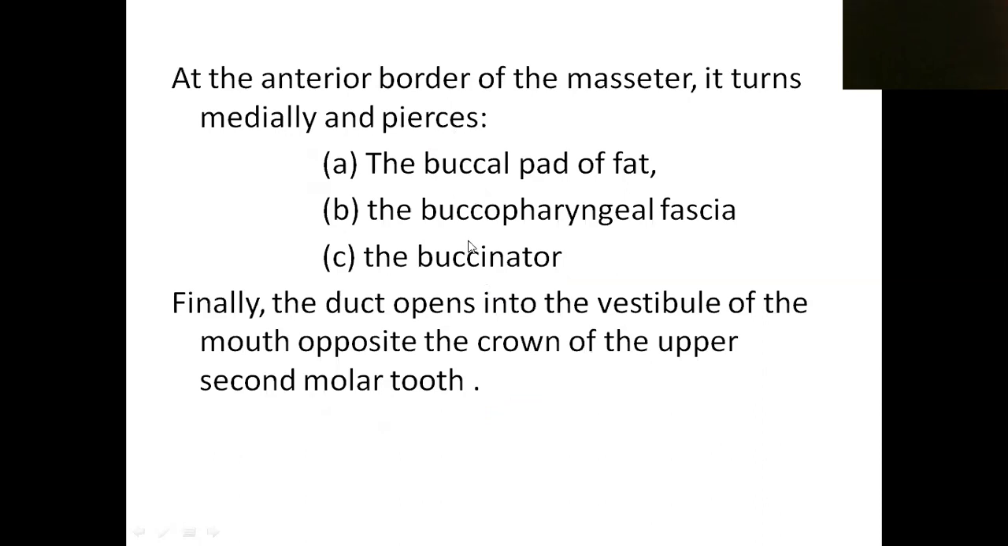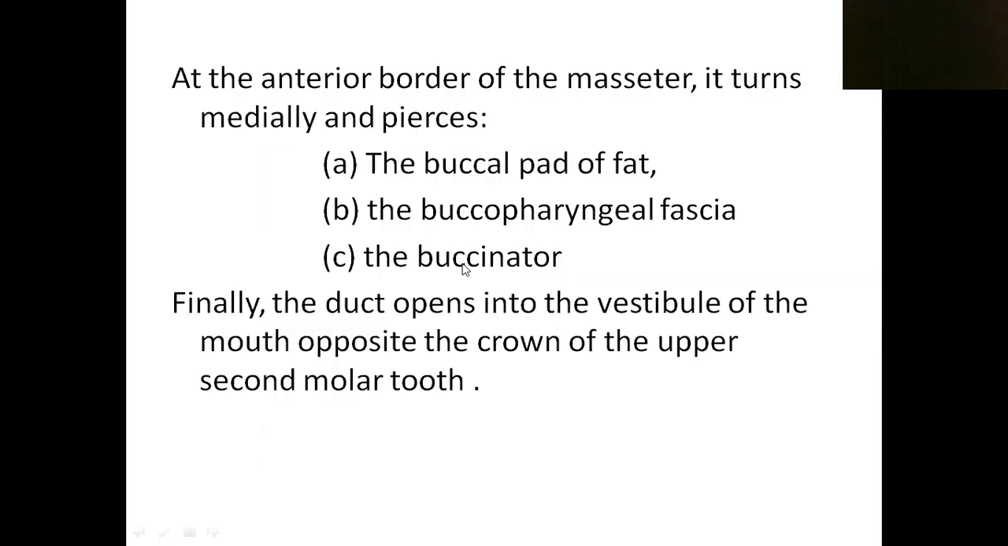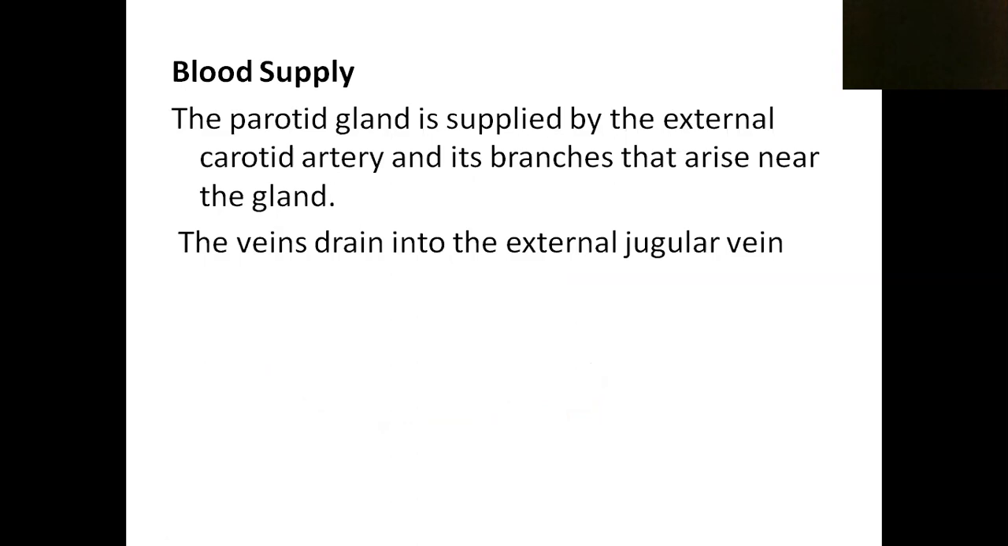So these are the details of the duct arising from the anterior border. Then it runs forward. Here it is related to the upper buccal nerve above and the lower buccal nerve below. Anyway, here it runs forward over the masseter muscle. After that it runs medially and pierces these 3 structures, 3 B's: buccal pad of fat, buccopharyngeal fascia and the buccinator muscle. And after piercing all the structures, it opens into the vestibule. Vestibule means this space opposite to the upper second molar teeth. So parotid duct may be a 5-mark question.